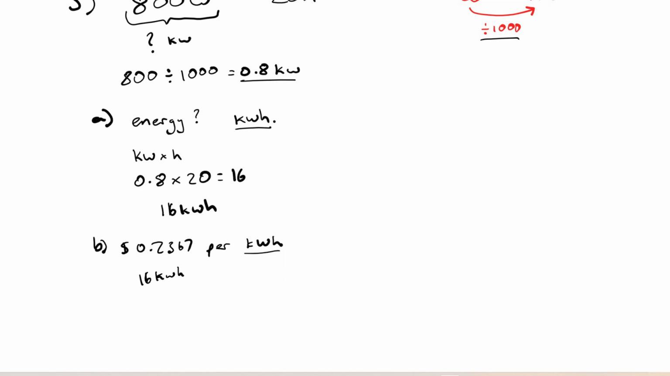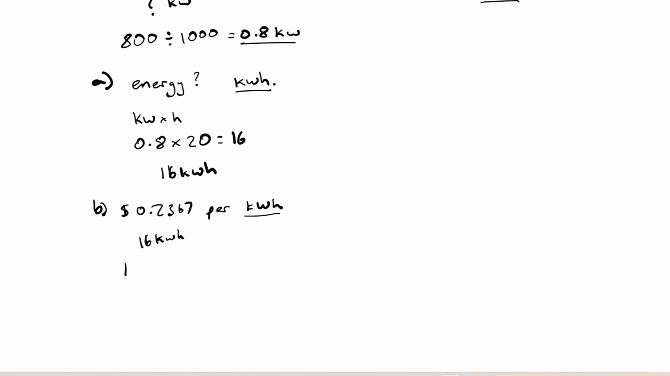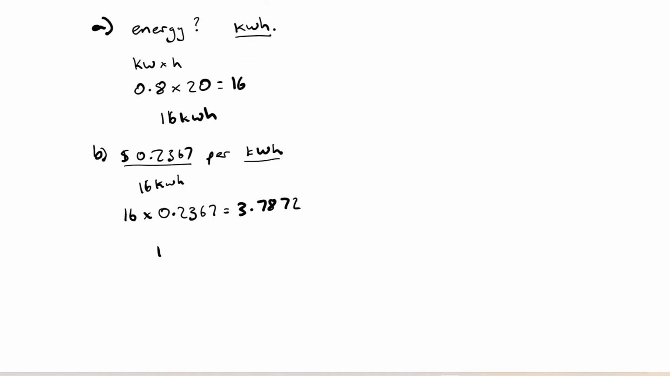So therefore, we do 16 times our rate, which gives us 16 times 0.2367, which is 3.7872, and that's how much it would cost us. So it cost us $3.78, and so on and so forth.